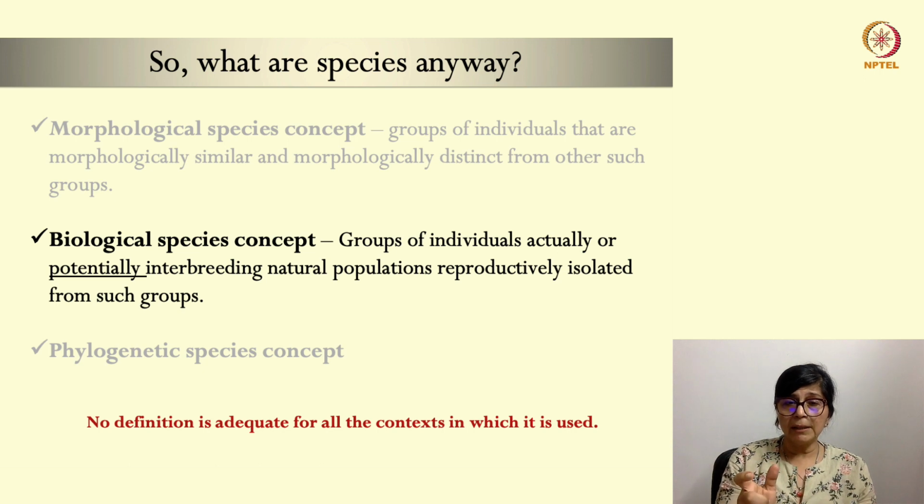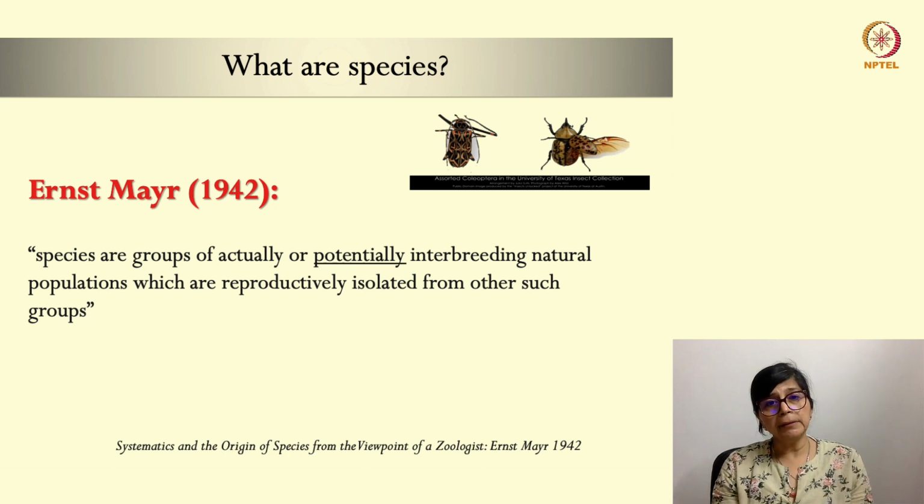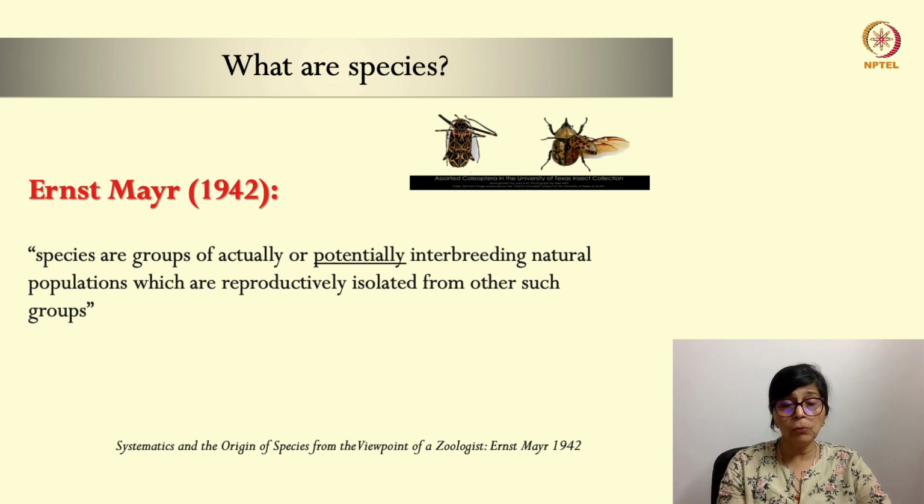So what do we mean by that? This is also what we were emphasizing in our previous examples when we talked about the crow and the grey oak, right? Ernest Mayr, 1942, was the first one to define these as actually or potentially interbreeding. When it comes to potentially, that's the reason I've highlighted it, there is a gray zone. That is why this confusion arises.